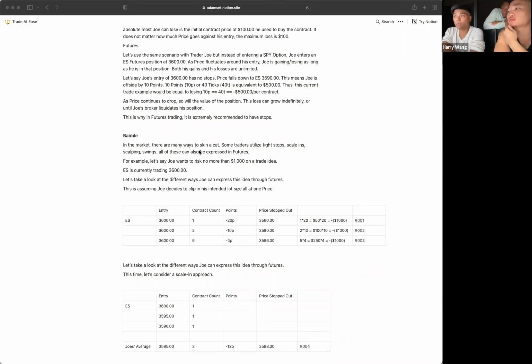For example, let's say Joe wants to risk no more than $1,000 on any trade idea. Like you guys coming from options, you have a cap on risk at $1,000. Let's take a look at what that might look like if it was expressed in futures.